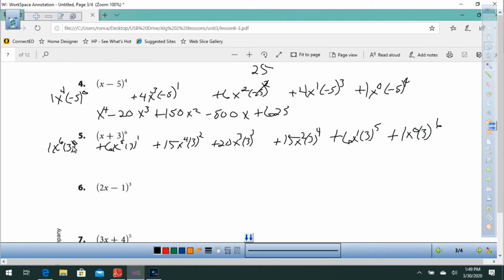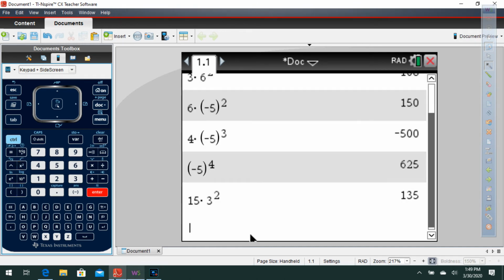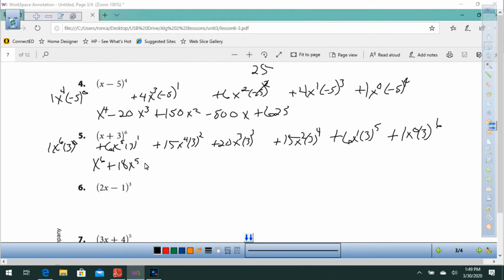All right, 3 to the 0 is 1, so this just leaves you with x to the 6. Since this is all positive, it's going to stay positive. We got 6 times 3 is 18, x to the 5th. We got 15 times 3 squared. 15 times 3 squared. 135, plus 135 x to the 4th.